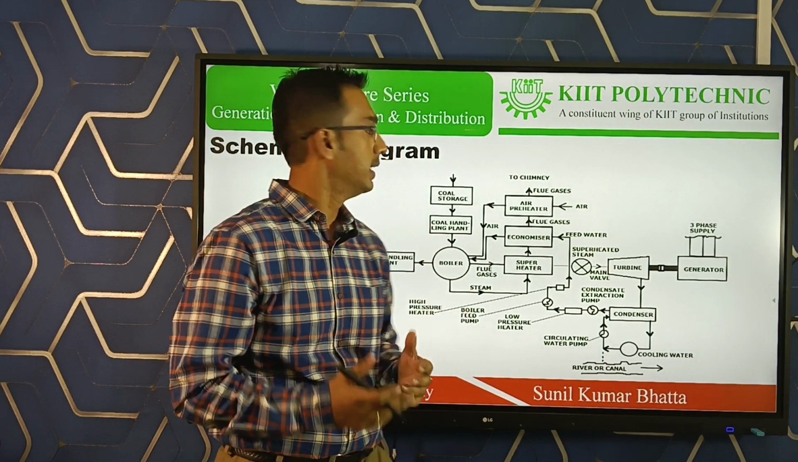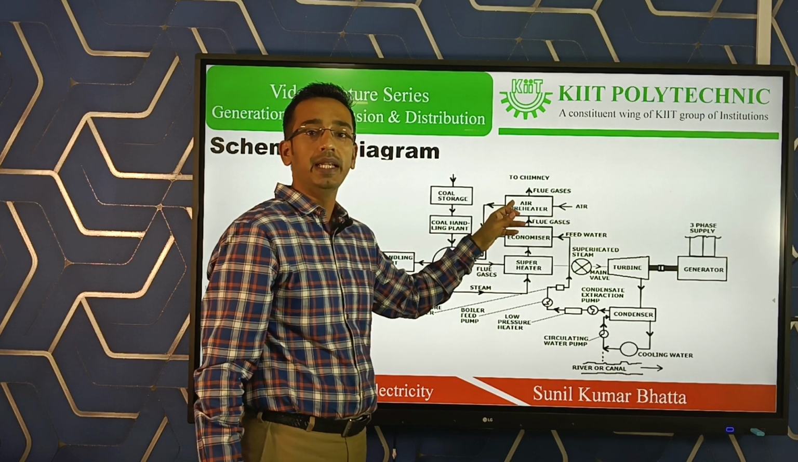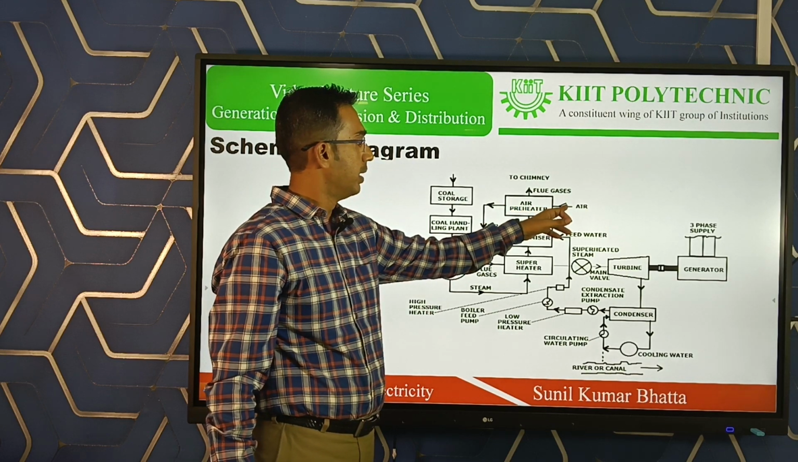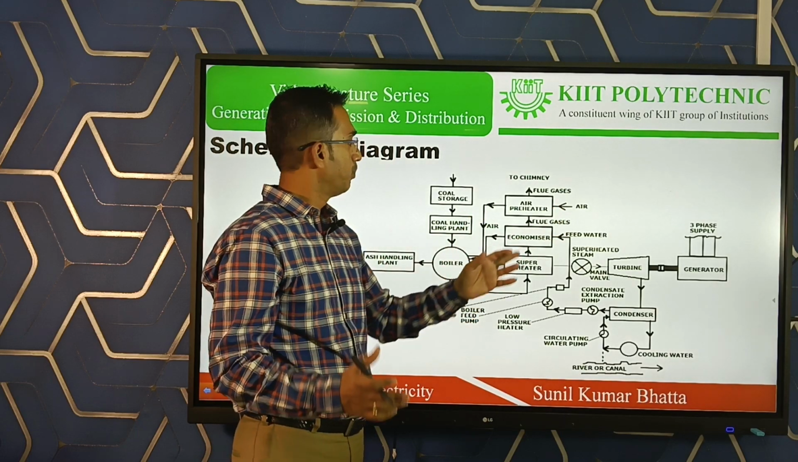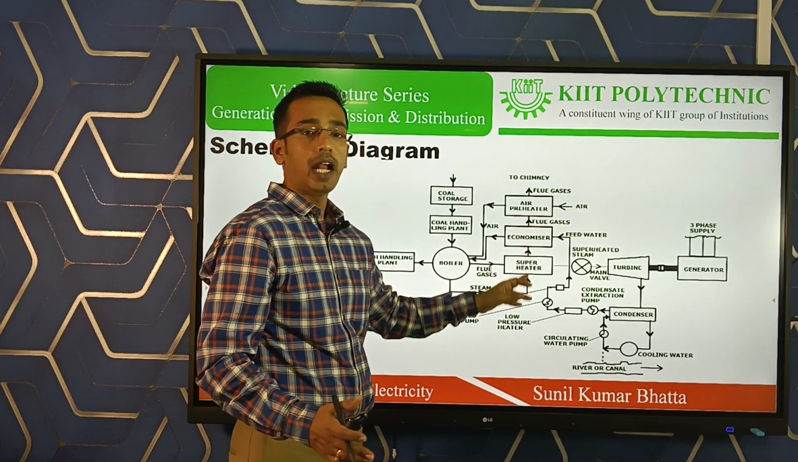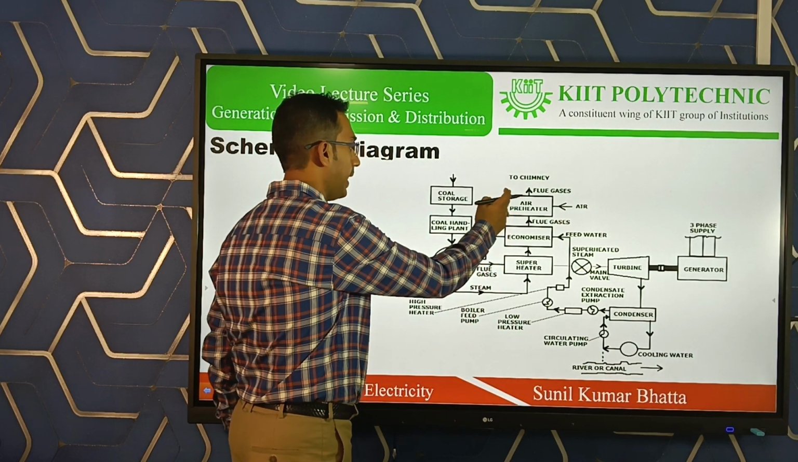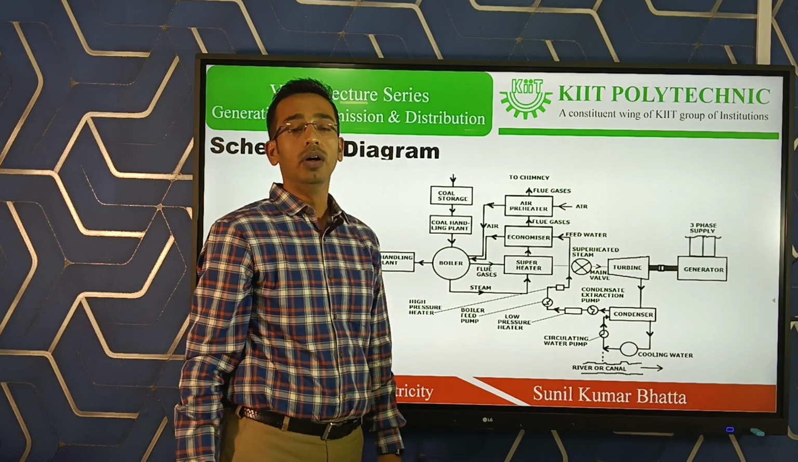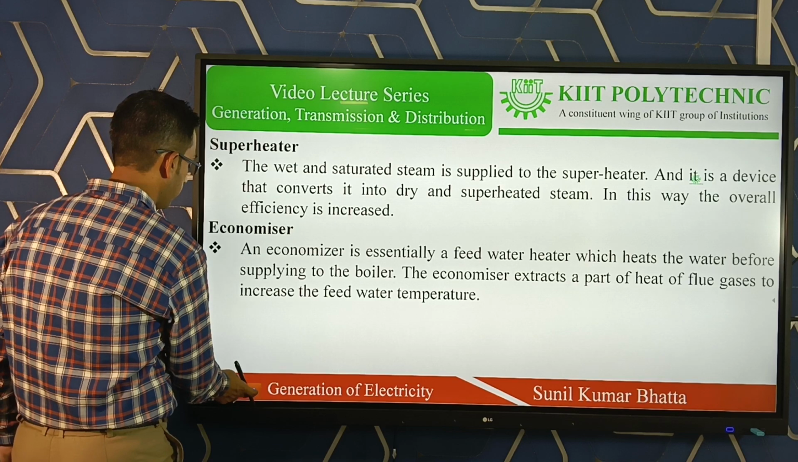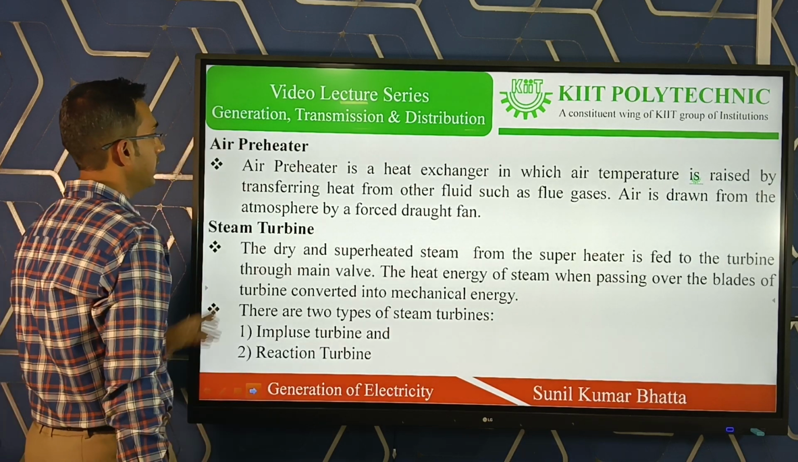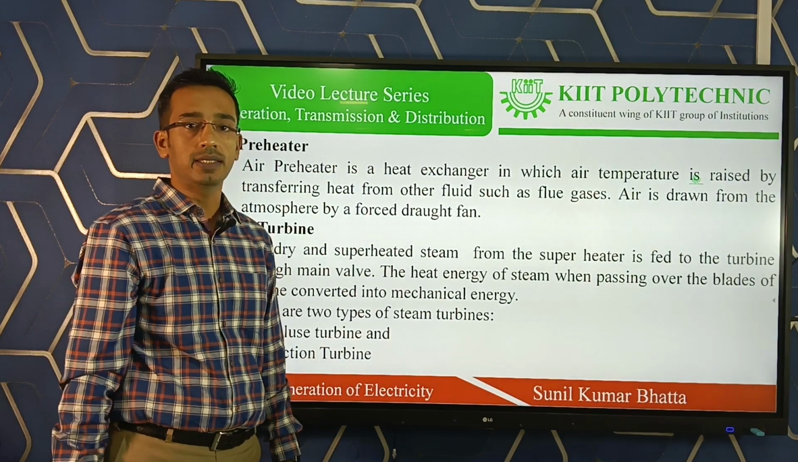The air is preheated in the air preheater. From the atmosphere the air comes, and through the forced fan it is supplied to the air preheater, where the flue gases heat it. That preheated air is then supplied to the boiler. That is the function of the air preheater: it is a heat exchanger in which the air temperature is increased.